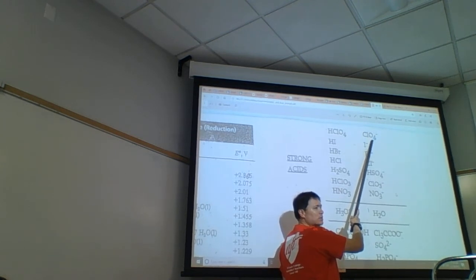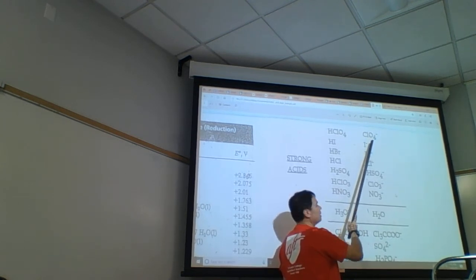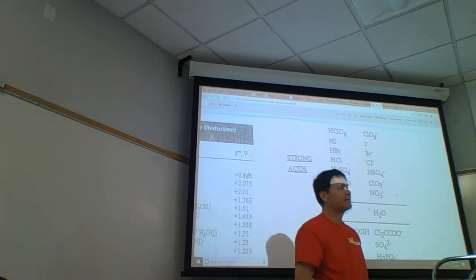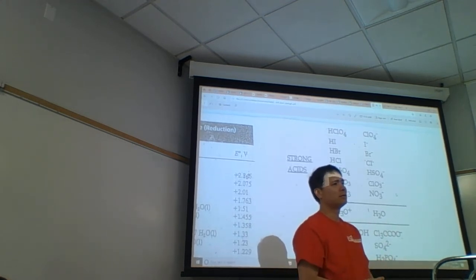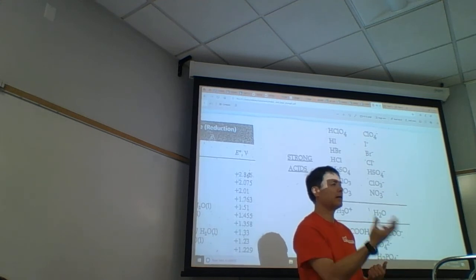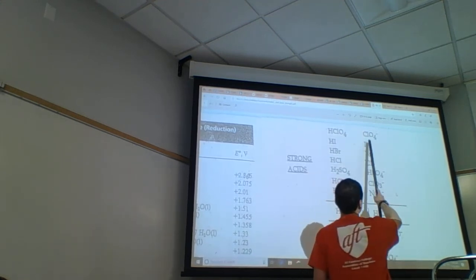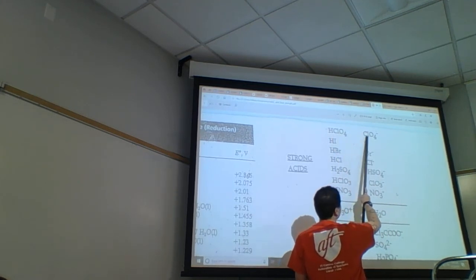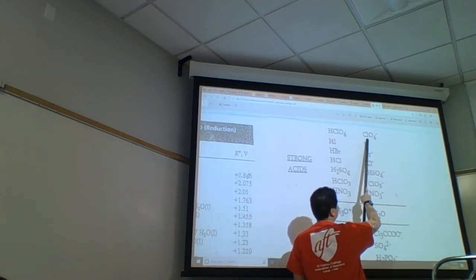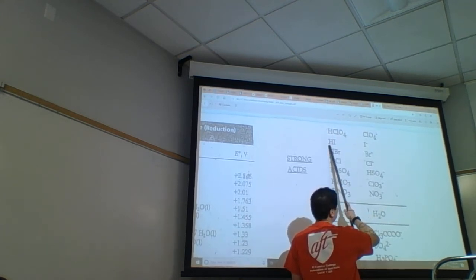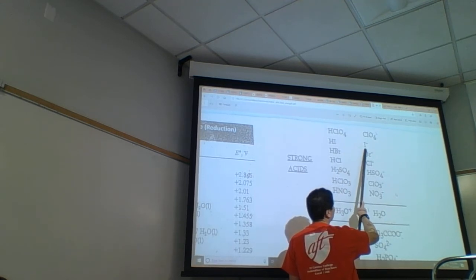This is the weakest base on the chart. And this is what we call a conjugate pair. If the acid's strong, it means it can lose the H+ easily. Well, what do bases want to do? Bases want to gain an H+. So if the base is weak, then the acid's going to be strong, because perchlorate doesn't really hold on to the H+. It can lose it easily. HI, strong acid, iodide, weak base.